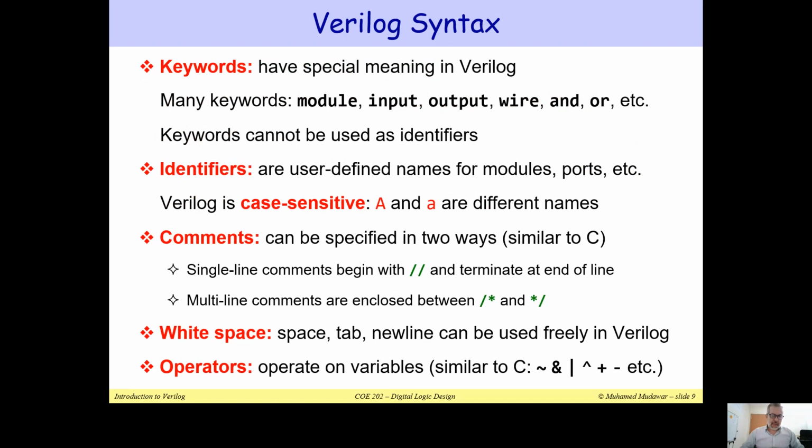Now you have to be very careful about identifiers. Verilog is case sensitive. It means that if you write the name in capital or lowercase letters, it's different. So capital A is not the same as lowercase a. So this is known as case sensitivity. Like many software programming languages, the identifiers are case sensitive.